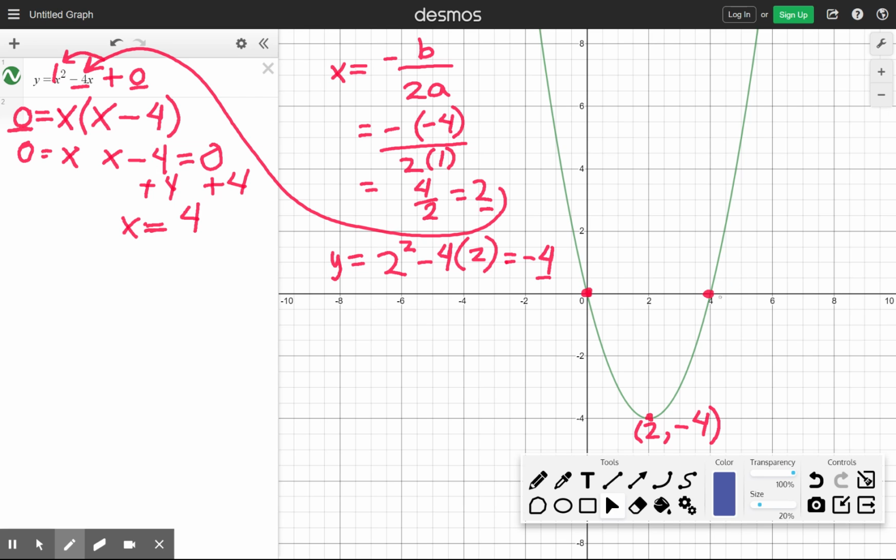So here we have the point (4, 0) is one of the ordered pairs, or is one of the x-intercepts, and (0, 0) is also one of the x-intercepts. So in this parabola, we have 2 x-intercepts of 0 and 4, and we have 1 y-intercept of 0.